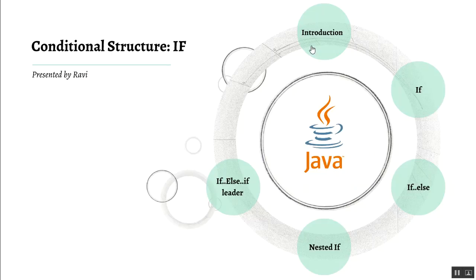Hello friends, Ravi here. Today we are going to learn about the conditional structure, which is also known as a control structure in Java, which mainly concerns condition-based execution.